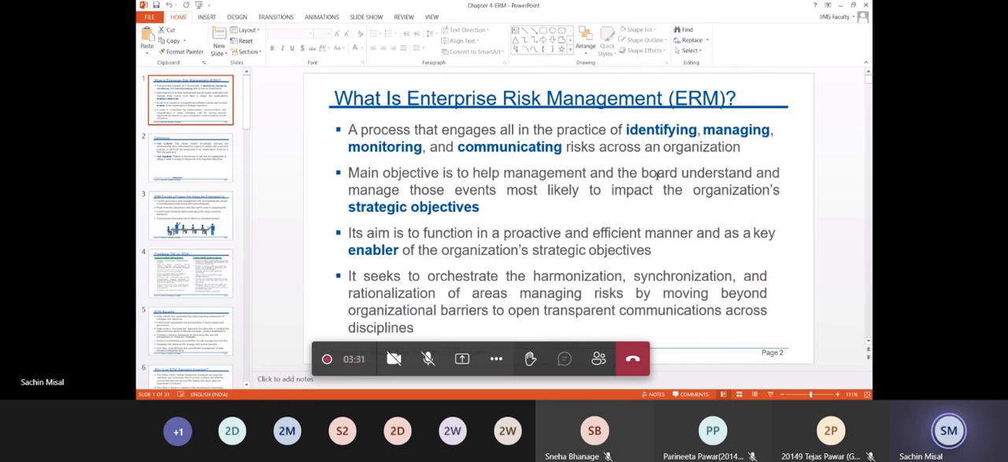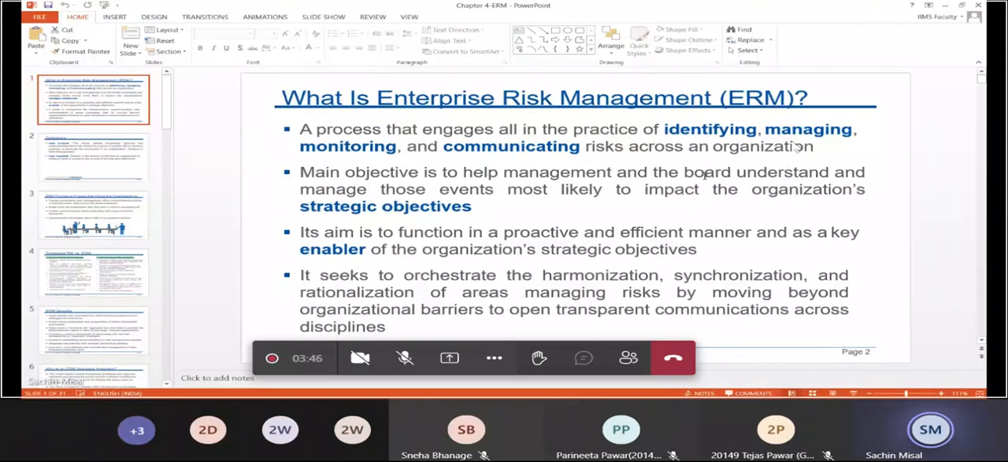So risk can be there, so identify the risk. What is meant by risk management? It is a process that engages in the practice of identifying, managing, monitoring and communicating risk across an organization. So what is the work, or what is the responsibility, of this enterprise risk management team, or what tasks do they have to do?